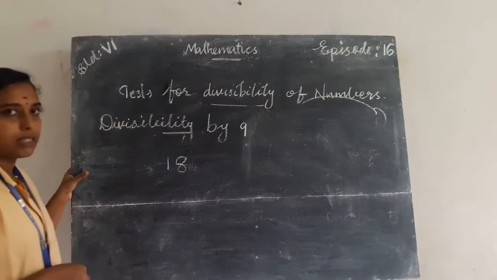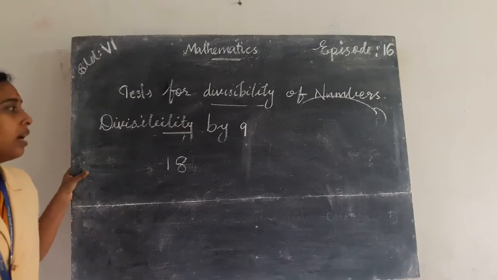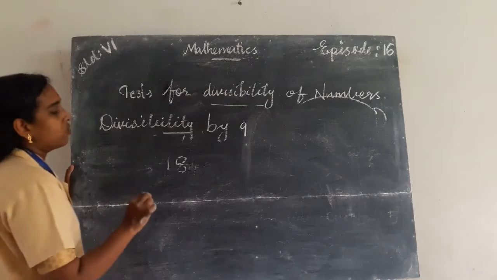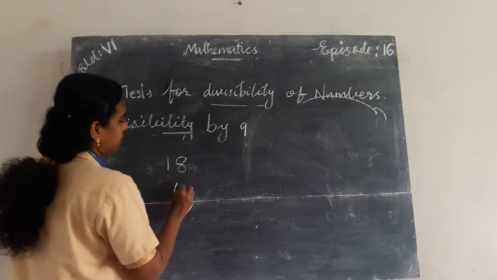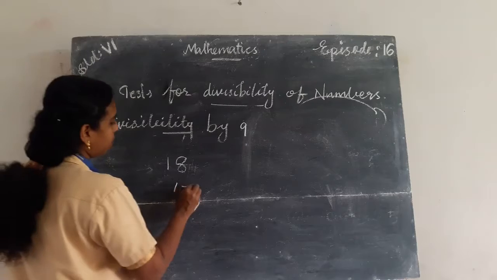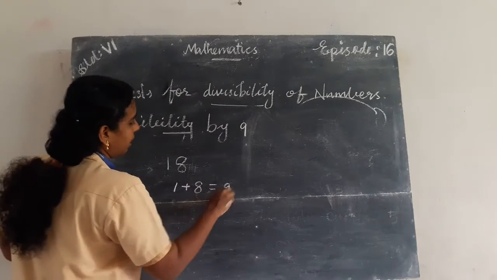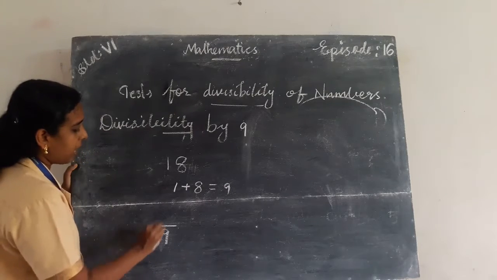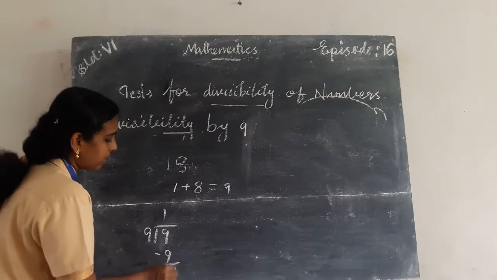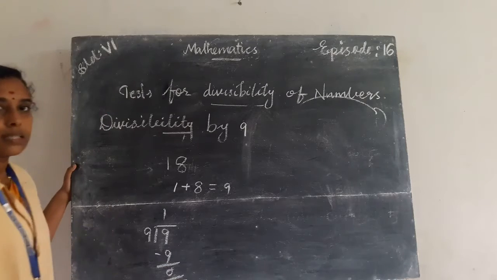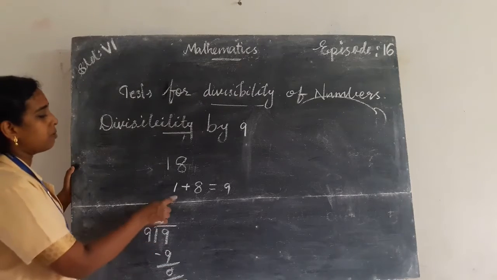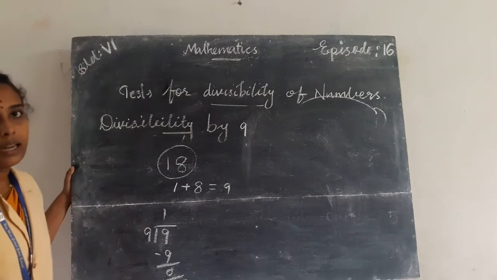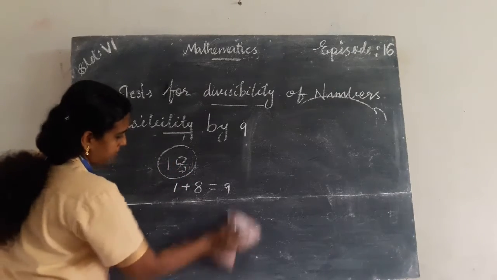To check if it is divisible by 9 or not, first we take the sum of the digits of the given number. To take the sum, we use addition. Here 1 and 8 are the digits, so we add 1 plus 8 and we get 9. 9 is divisible by 9. 9 divided by 9 we get 1, 1 nine is 9 and 9 minus 9 we get 0. So the remainder is 0. So we can say that 9 is divisible by 9. So, 18 is also divisible by 9. Okay, and another example.